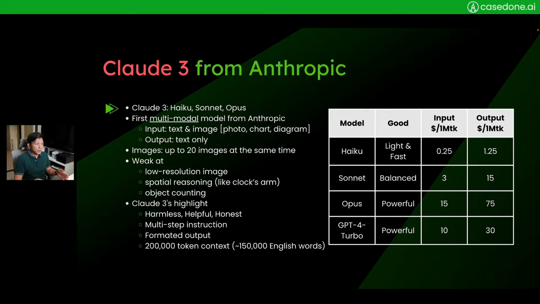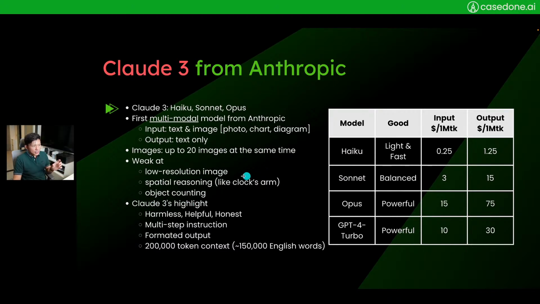On the other hand, Anthropic admits that the model is weak at low resolution images and tasks that involve understanding spatial relations in the image. For example, if you give it an image of a clock and you ask what time the clock is saying, I don't think the model can handle that right now. And also Claude 3 is not good at counting objects in an image.